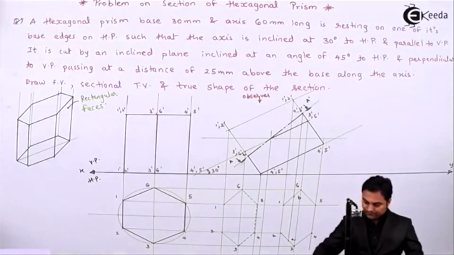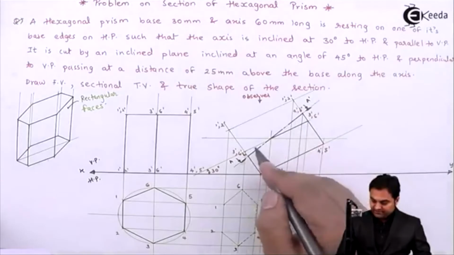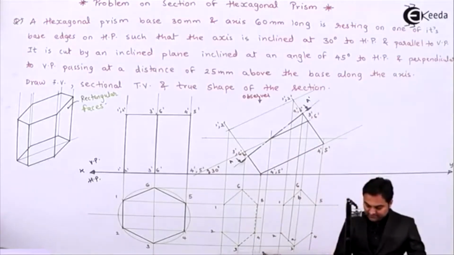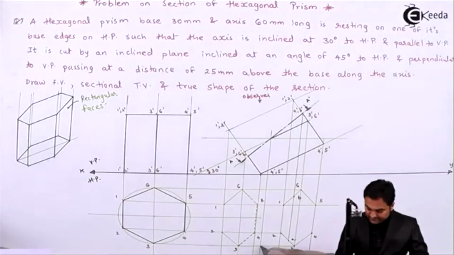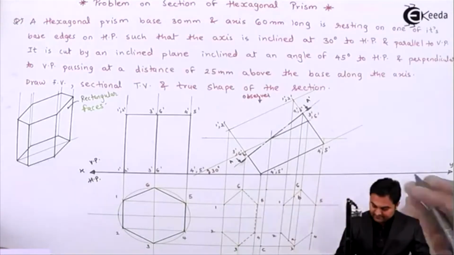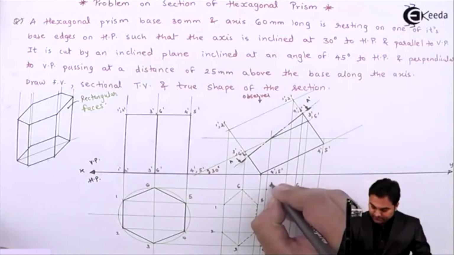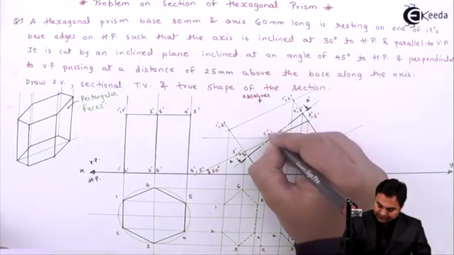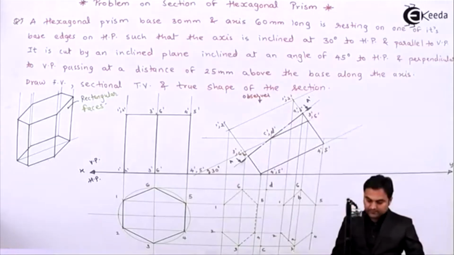So here, since cutting plane is cutting two edges at the same time, where it is cutting 3, 3, I'll call it as point C. Where it is cutting 6 and 6, that I'll say it is point D. So here I am getting 2 points, C dash comma D dash.